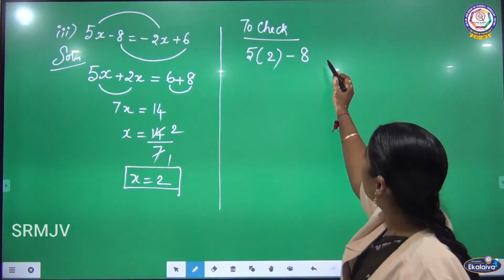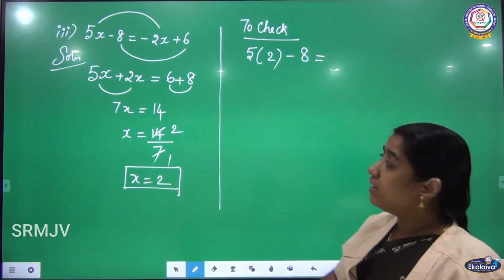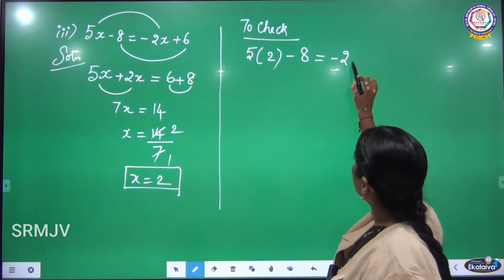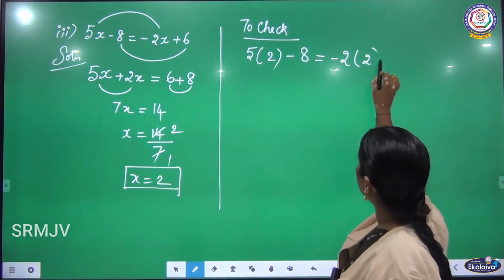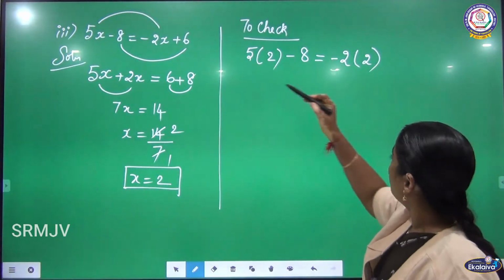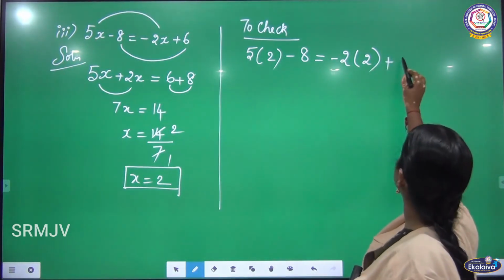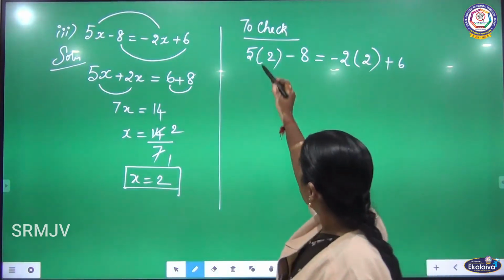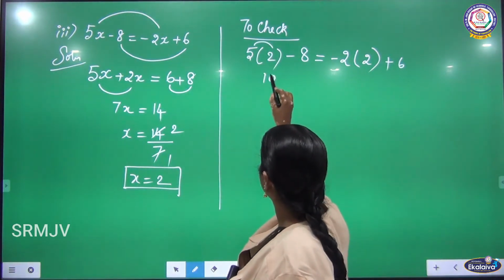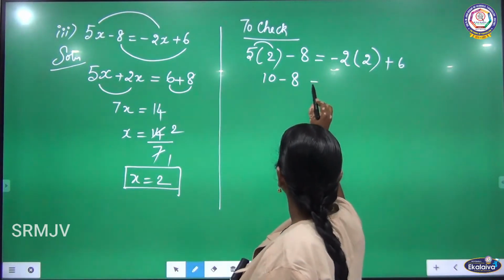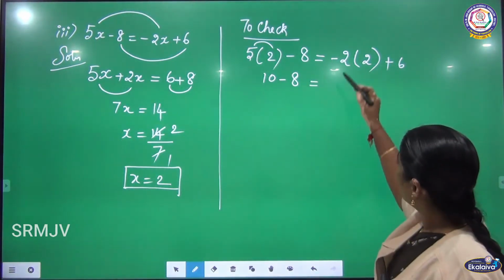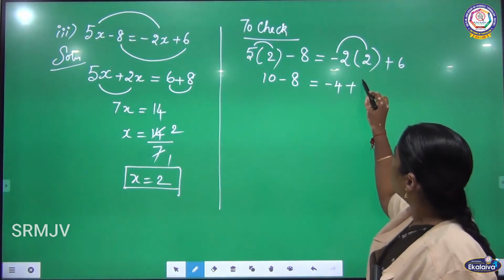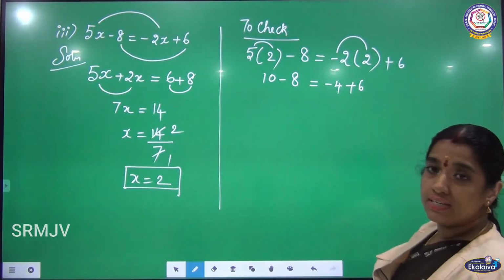Next, what is given here? Equal. What is there? Minus 2. Instead of x, I am going to substitute the 2 there. And what is there? Plus 6. Is it clear? Now, 5 2s are 10 minus 8 is equal to minus 2 into 2, which is what? Minus 4 plus 6.